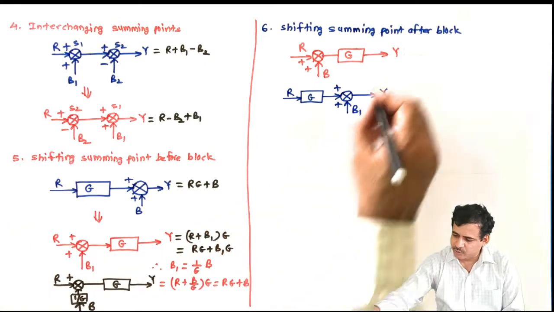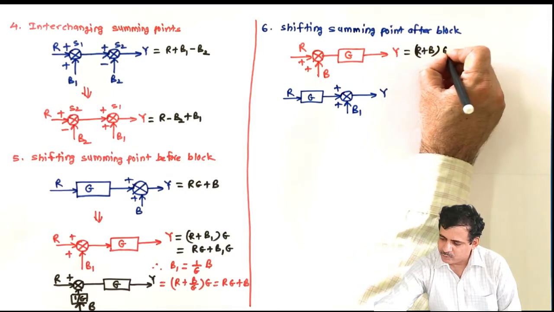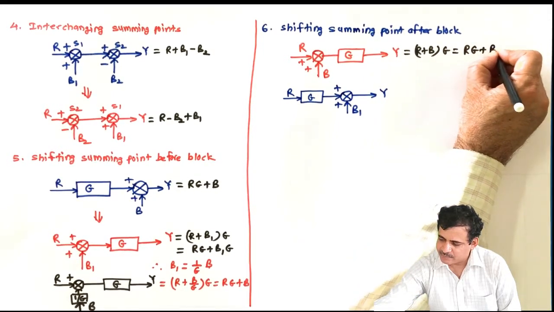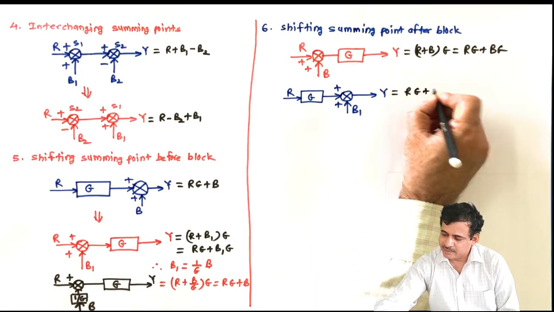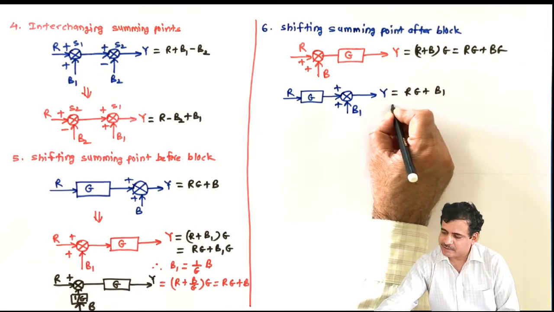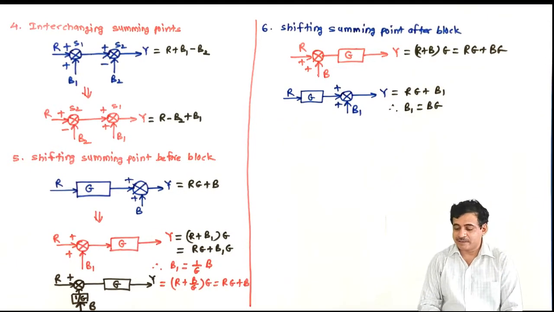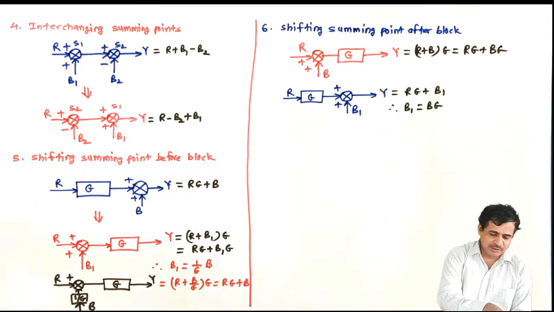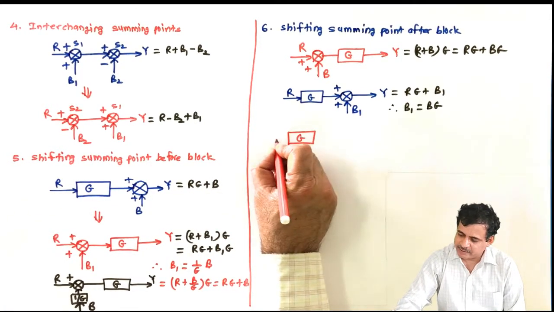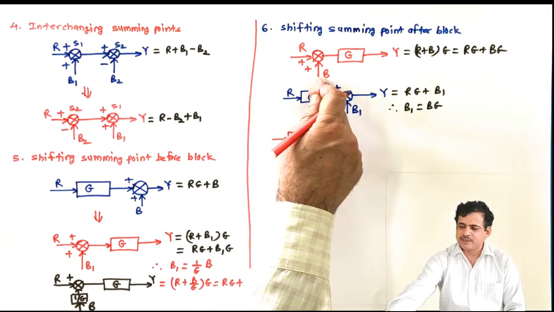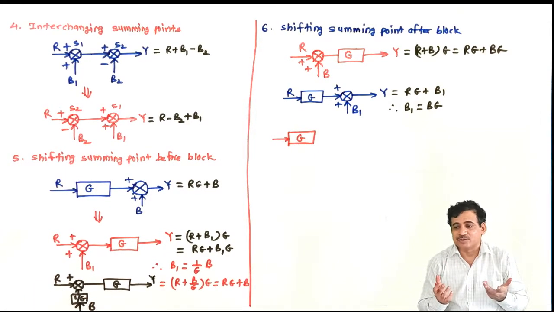So again the same thing we will do here. It is nothing but R plus B into G, that is Rg plus Bg, and here in this case it is Rg plus B1, and that means B1 is equal to Bg. So here exactly opposite of this means what we need to do. If we want to maintain the same input, because this input is what? It is coming from some other subsystem. So that signal we cannot change. So B has to be there.